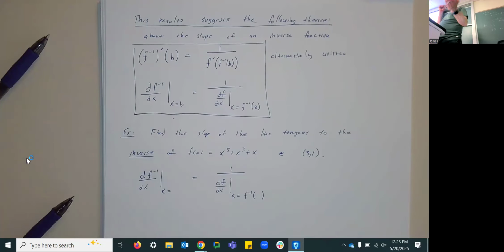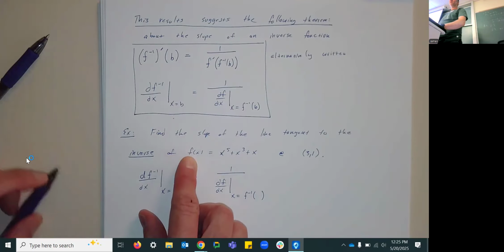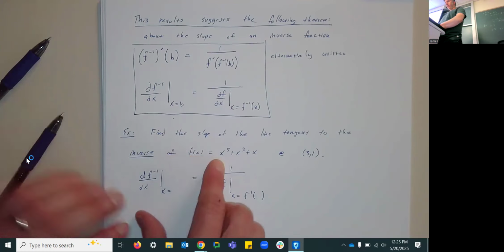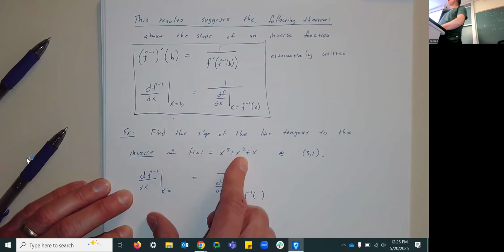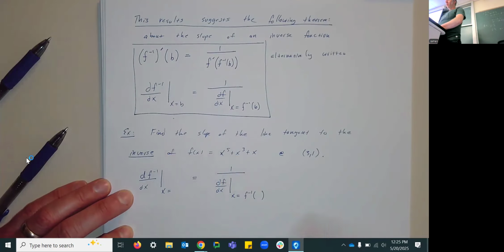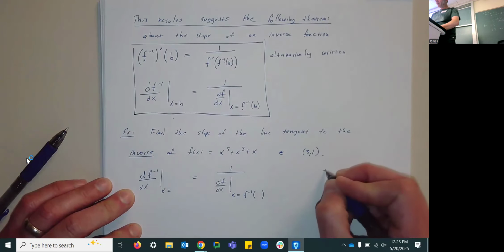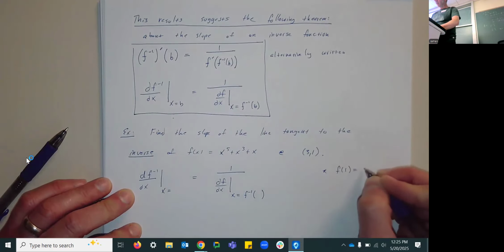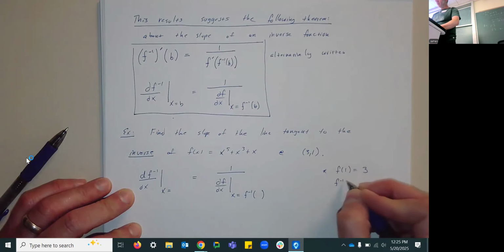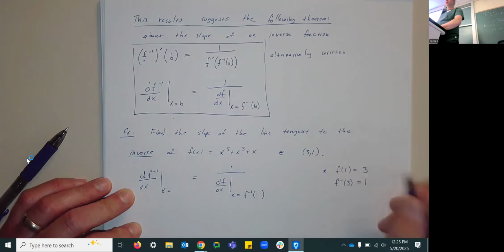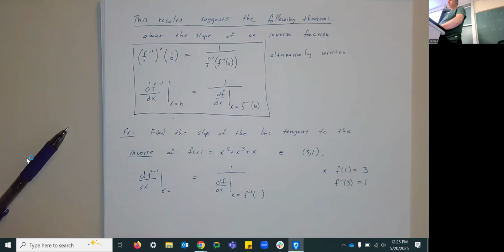Well, let's check. If I plug in 3 for x, do I get 1 out? I don't, right? I get 3 to the 5th plus 3. Well, that's a big number. It's not 1. But if you switch it, if I plug in 1 for x here, do I get 3 out? And I do. So essentially what I'm saying is we know that f of 1 is equal to 3 and f inverse of 3 is equal to 1. So 3 comma 1 is a point on the inverse function.